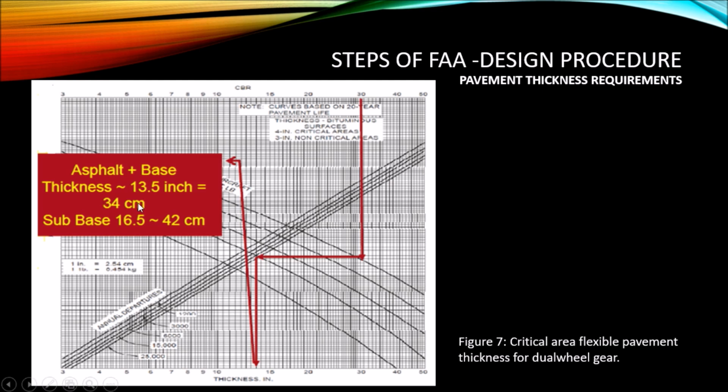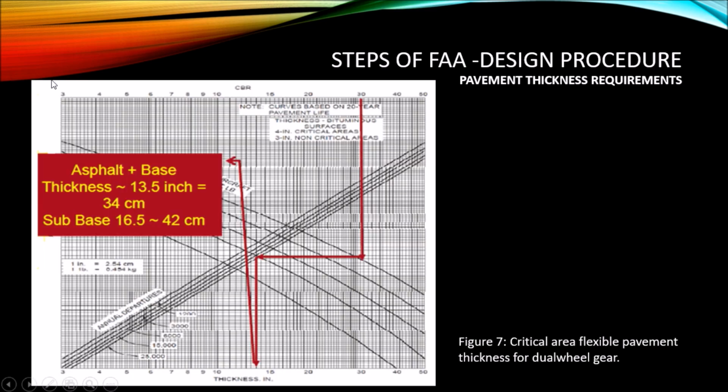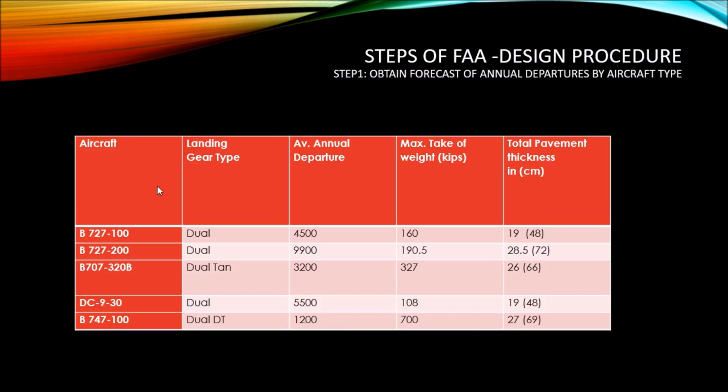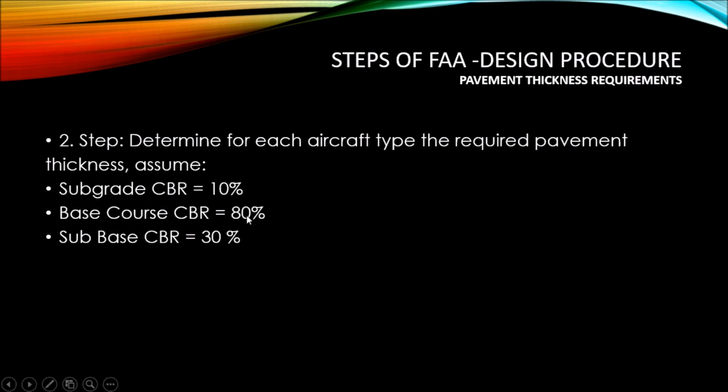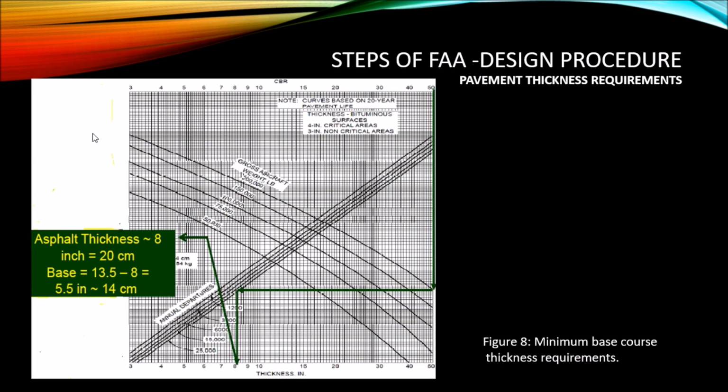Since we have this value, we go to the next graph. From here you can see we said asphalt plus base thickness is 13.5, which is what we got here. Now what is that of the asphalt from this 13.5? We were given the base course CBR from our data as 80. So we'll go to the next graph, which is this.